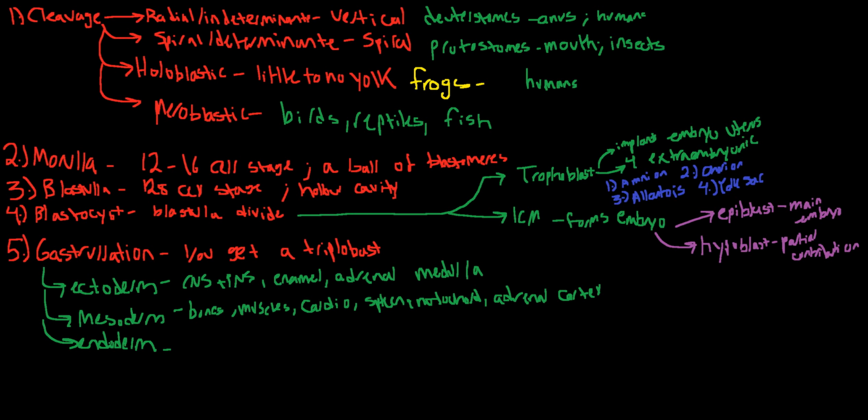So now we have the last part of gastrulation, which is the endoderm. The endoderm forms your digestive tract, so the epithelial lining of your digestive system. It's also going to form the respiratory system, so your lungs, and your excretory system, so your kidneys. And finally, it gives rise to P-L-T-T: pancreas, liver, thymus, thyroid.